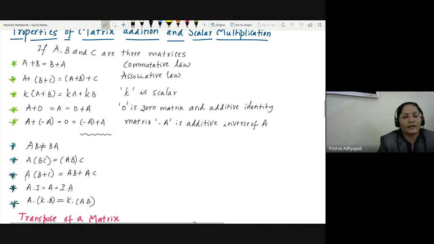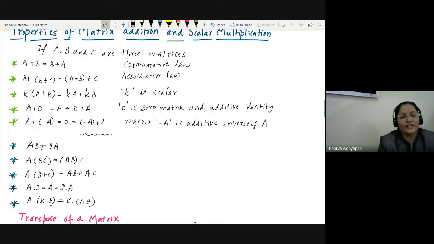Coming to the next one, A(B plus C) will be equal to AB plus AC. Distributive property. The next one is A into I, where I is the identity matrix, is equal to A, and that will be equal to I into A. And the last property here is A into (K into B) is equal to K into (A into B).